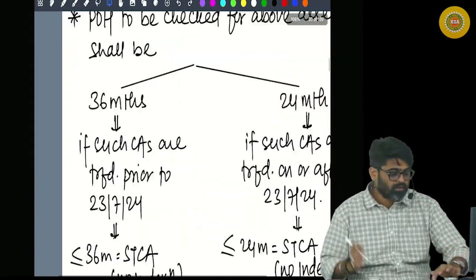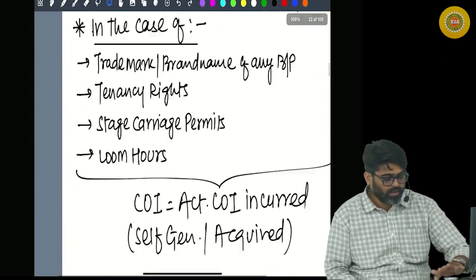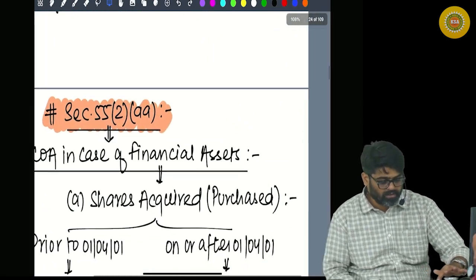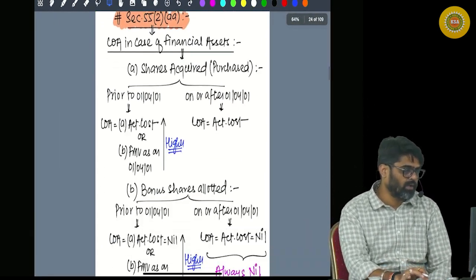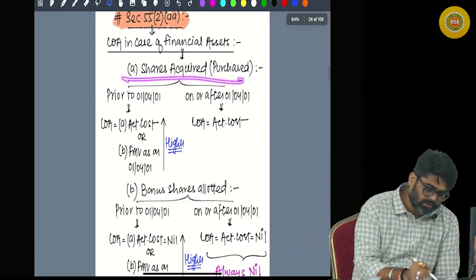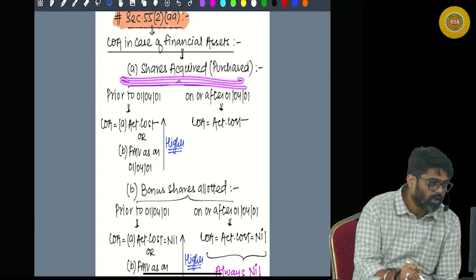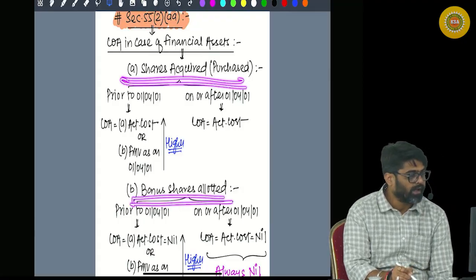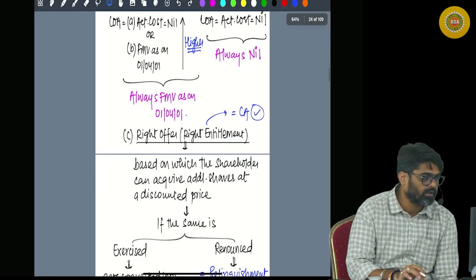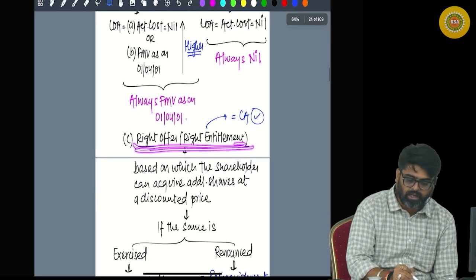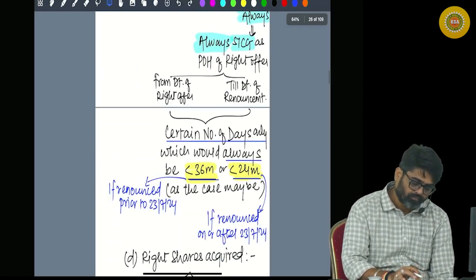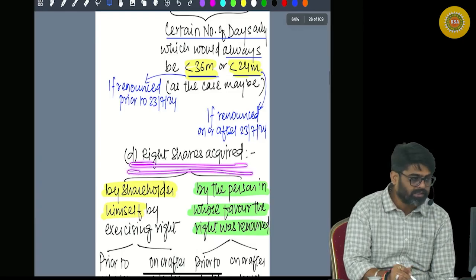Done, sir? Now let's come to 55(2)(aa). Now see, in 55(2)(aa), this is first, shares acquired. This is second, bonus shares allotted. This is third, rights offer. And this is fourth, rights shares acquired.